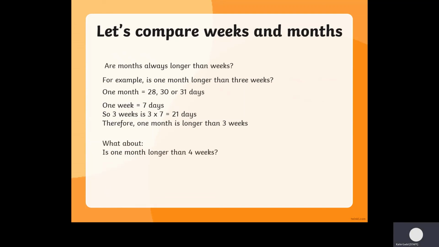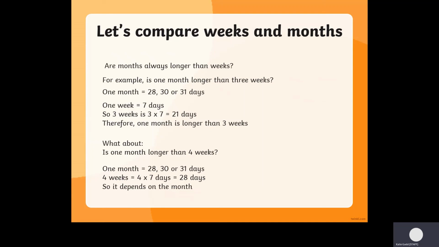How about this question? Is 1 month longer than 4 weeks? So pause the video, see if you can use the information above to help you calculate. Is 1 month longer than 4 weeks? So we know 1 month is 28, 29, 30 or 31 days. And 4 weeks, well, that's 28 days because we need to multiply the number of weeks by 1 week, 7 days. So 4 times 7 is 28.